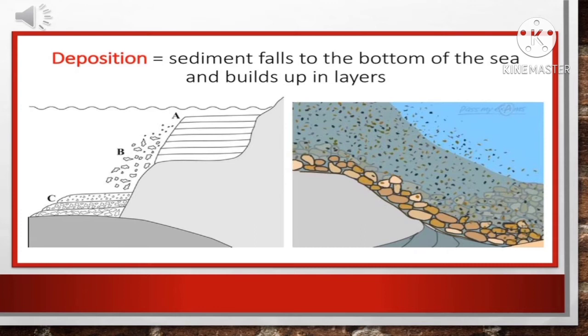And pagdating naman doon, usually maiipon sila sa pinakailalim. They usually fall to the bottom of the river or to the bottom of the sea, and they will build up in layers. So makita natin, 'di ba, iba't iba yung sizes and shapes at bigat ng mga sediments. Katulad kanina, we were able to discover the 4 types of sediments, such as the gravel, the silt, the sand, and the clay and silt. So nakikita natin ngayon na merong mga sediments na talagang dahil sa kanilang weight ay mapupunta sa pinakailalim.